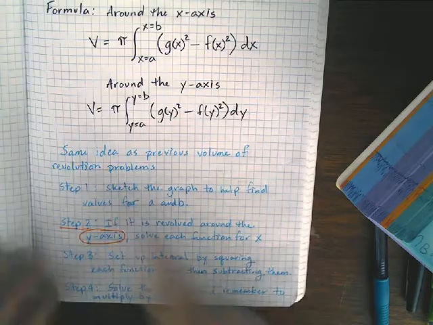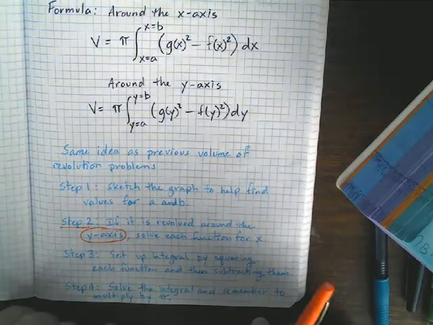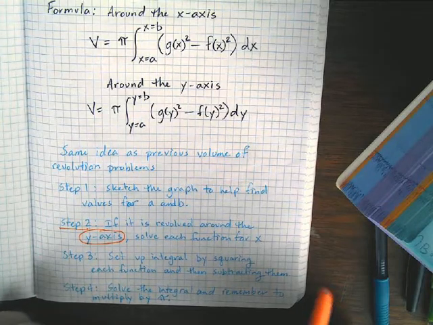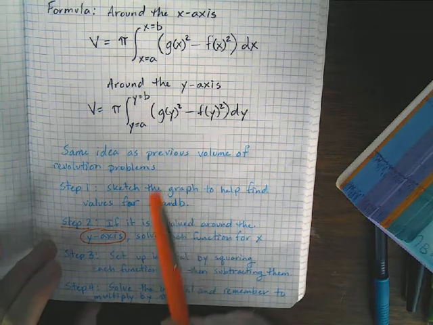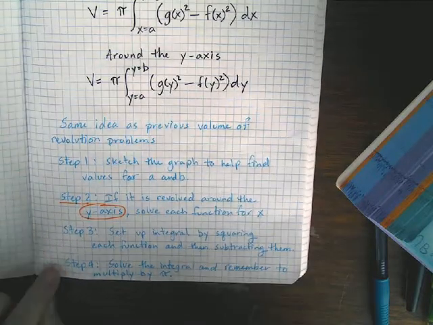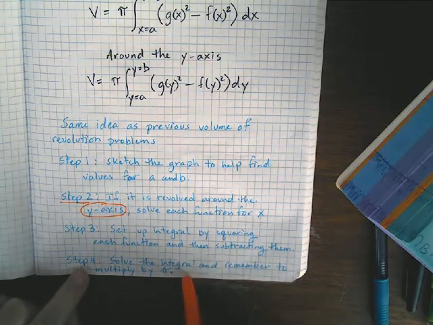So we sketch it to figure out where the intersections are, and you might have to do some algebra to figure out where the intersections are, or use your graphing calculator. Then set up the integral and solve the integral.